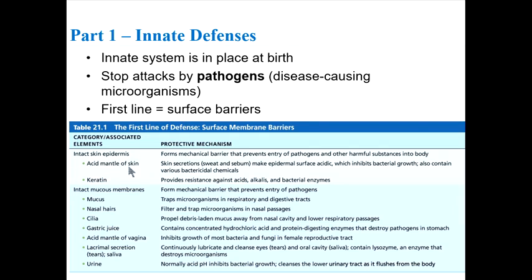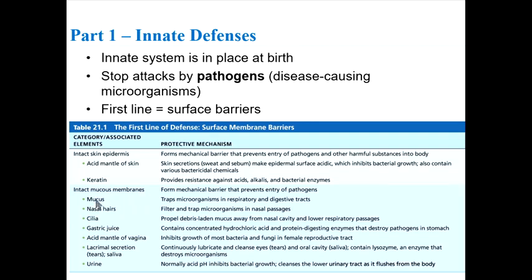Now, another port of entry besides the skin are tracts that are lined with mucous membranes. And mucous membranes line tracts that are open to the outside of the body, like the respiratory system, digestive tract, urinary tract, reproductive tracts. These are all tracts that are open to the outside. So there's another port of entry for microorganisms. So we have all of these barriers, which will provide a first line of defense through the mucous membrane route.